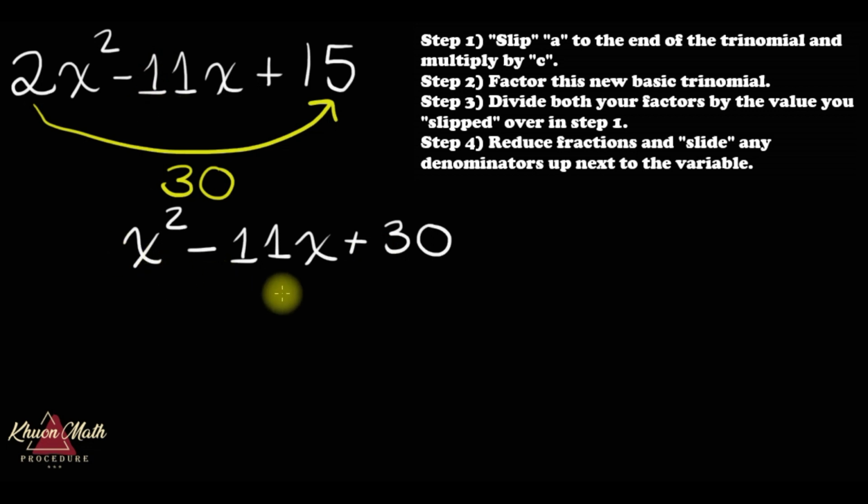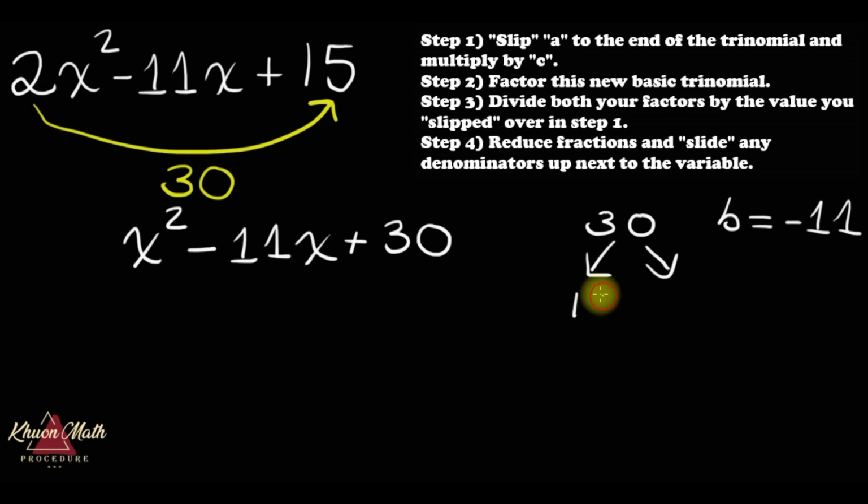So how do we factor this basic trinomial? First thing we have to do is write down c. So c is 30. We have to come up with two numbers that when we multiply comes out to 30, but when we add those two numbers comes out to b, which is negative 11. So factors of 30, we can try 10 and 3. 10 times 3 is 30, but 10 plus 3 is 13. So that one's no good.